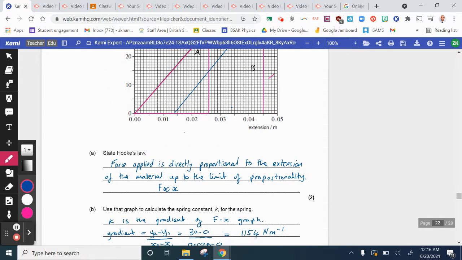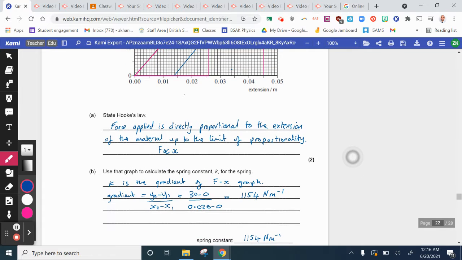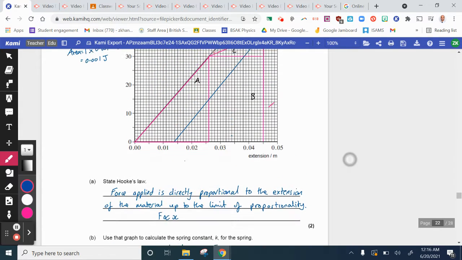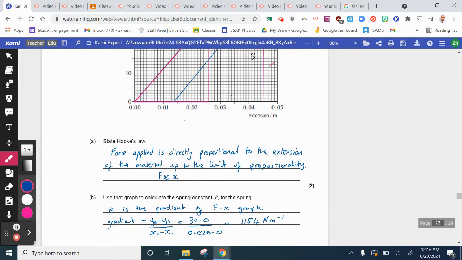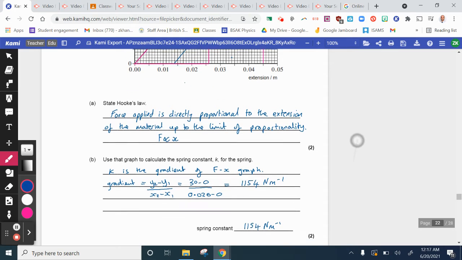So let's start off. State Hooke's law. Hooke's law: force is directly proportional to the extension. You can write it like that as well, up to the limit of proportionality. There's your second mark. That's a straight section of the graph. So Hooke's law only applies for the straight section of the graph. Okay, point A is beyond that straight section, so we're not considering A in this scenario here.